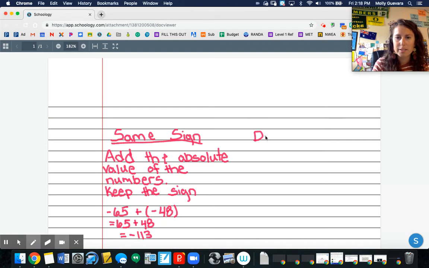If we have a different sign, for some reason numbers are okay, it just doesn't like letters, I don't know. Okay, so different signs.